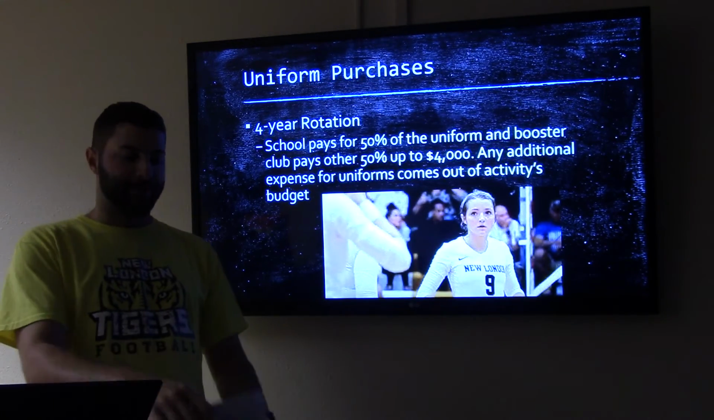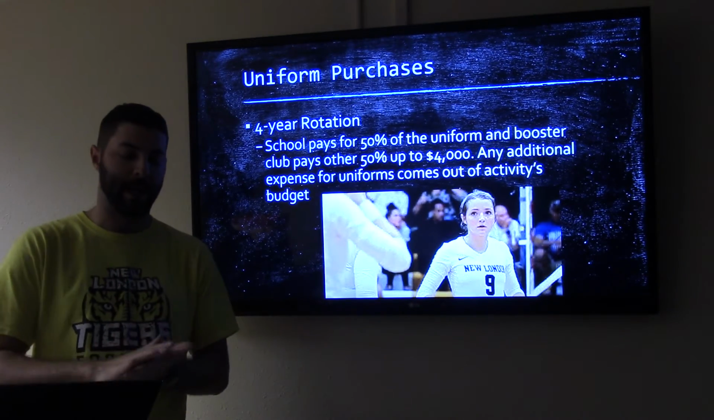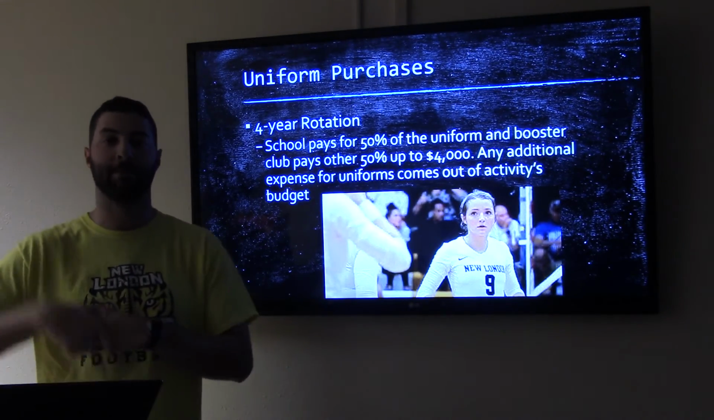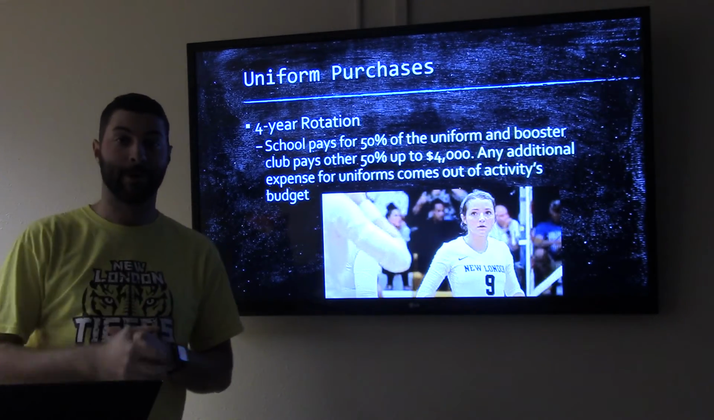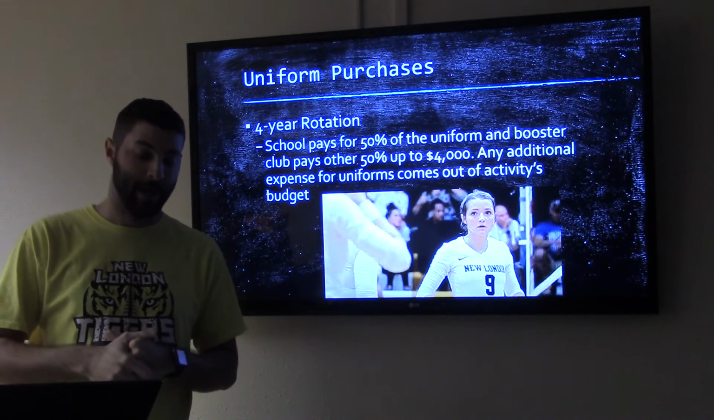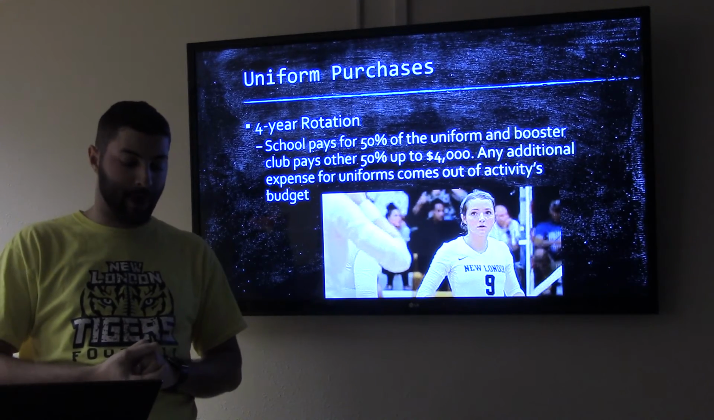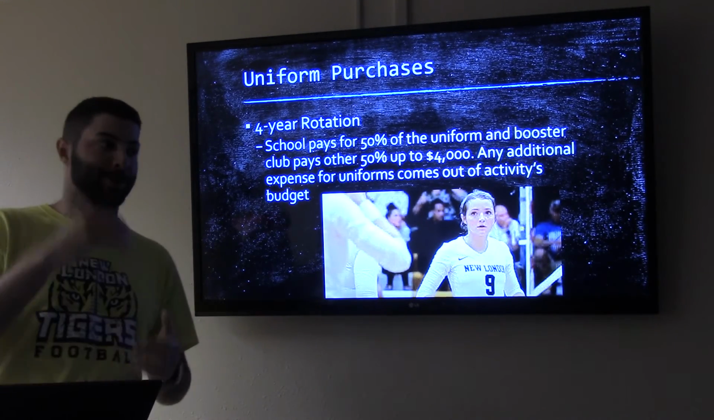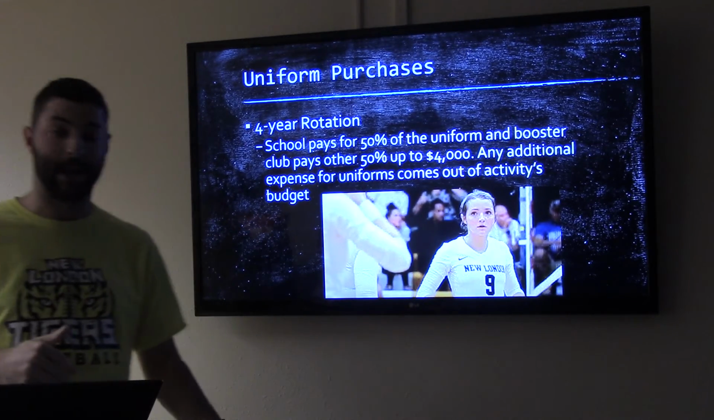Uniform purchases are done on a 4-year rotation. The school pays for 50% and the booster club pays for 50% up to $4,000. If my total uniforms are going to cost $5,000, my activity has to come up with the additional $1,000. So that's just the way our uniform rotation goes. It's pretty standard. The school will pay a set amount, the booster club will help with a set amount, and then you have to fund anything over that.